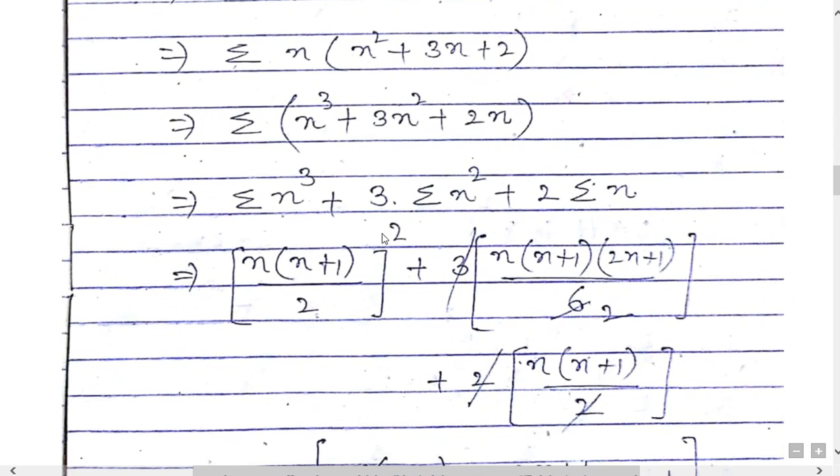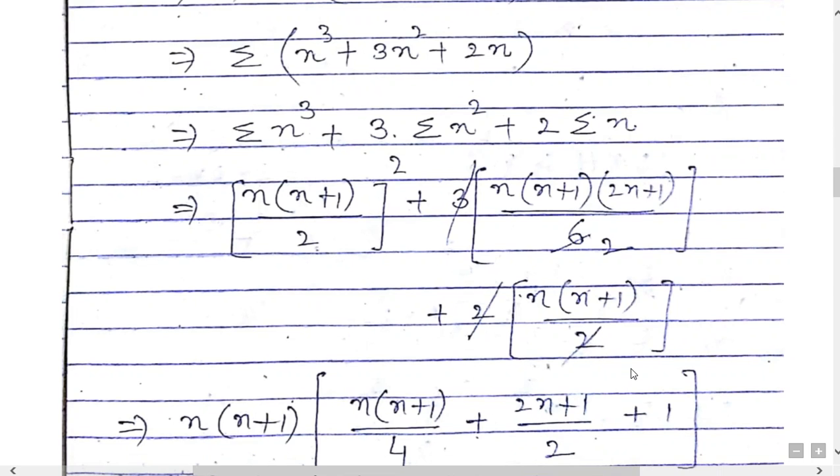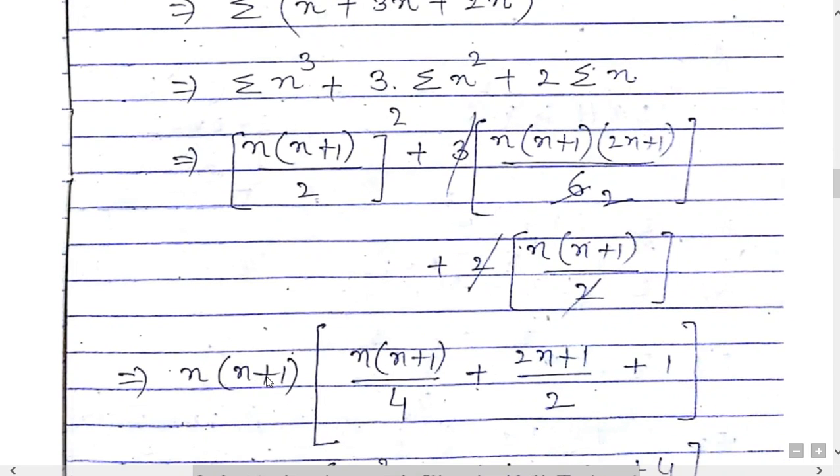Now here all the formulas are required. One is sigma n cube, then sigma n square, then sigma n. Apply the formula. 3 into 2, it's 6. 2 cancel with each other. Then n into n plus 1 is common. And inside the bracket, n into n plus 1 divided by 4. Here 2n plus 1 divided by 2 and the last term is 1.